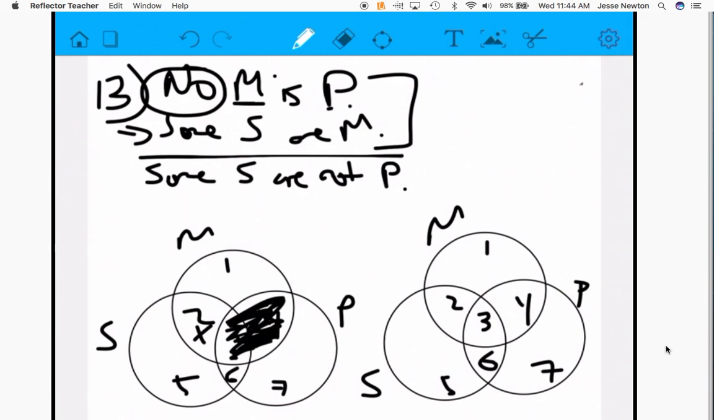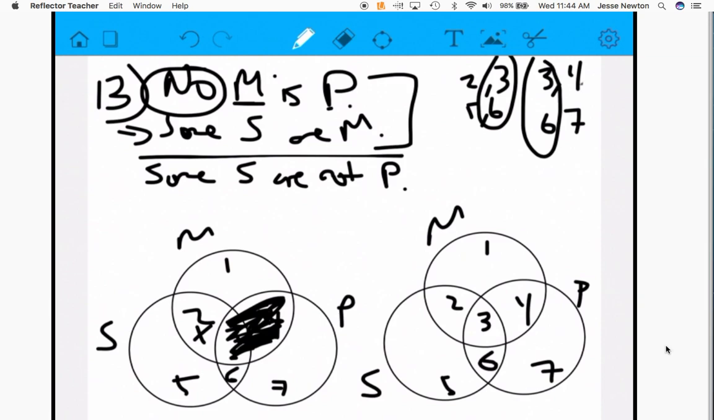Okay, so some S. S is 2, 3, 5, 6. P is 3, 4, 6, 7. Circle the regions of overlap. Scribble that out. And the key word here, not. So we're going to put an X. We're going to say are not in 3 and 6. Well, if they are not in 3 or 6, where are they? It's going to be right here on this line.